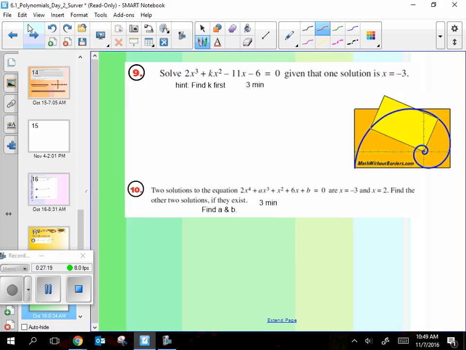These two are skips because if you are going to do this, you're going to have to be able to do synthetic division. And do you remember synthetic division? It's this thing.